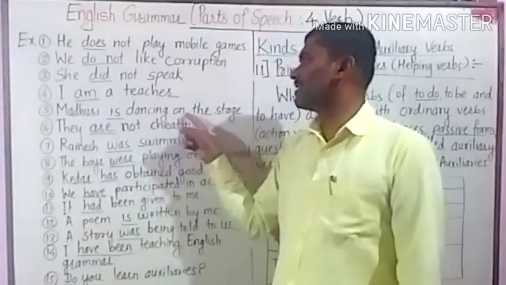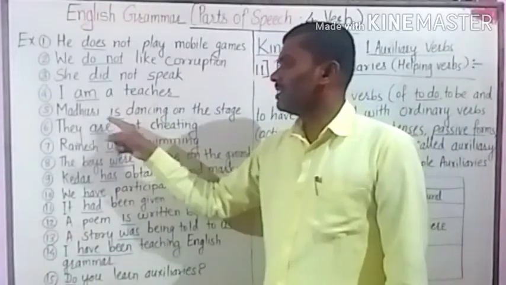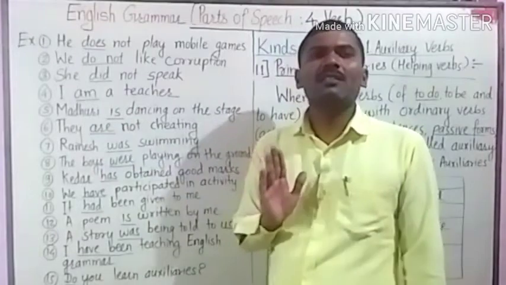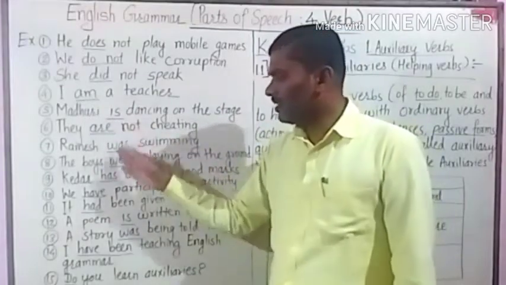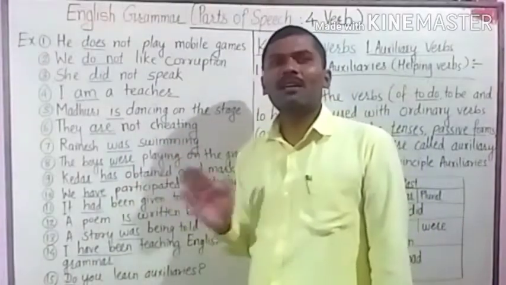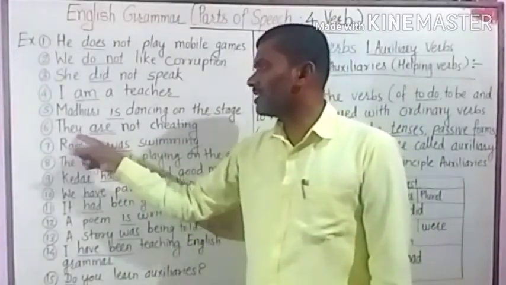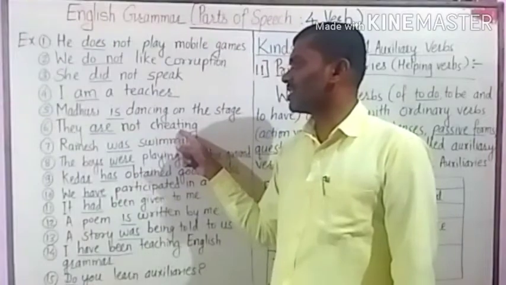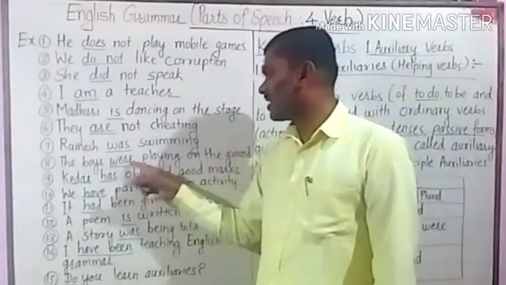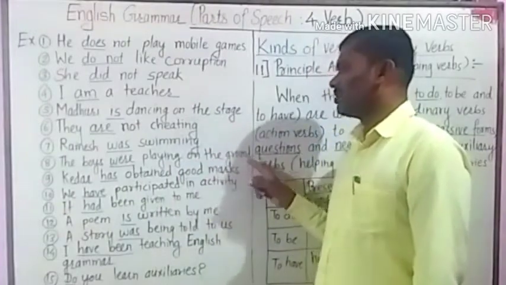Madhuri is dancing on the stage. In this sentence, is, this word is an auxiliary. All the words which are underlined here are auxiliaries. Here they are not cheating. Ramesh was swimming. The boys were playing on the ground.